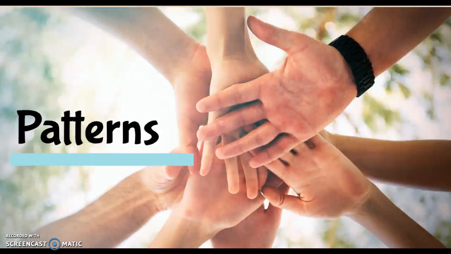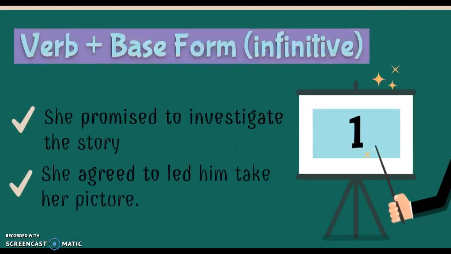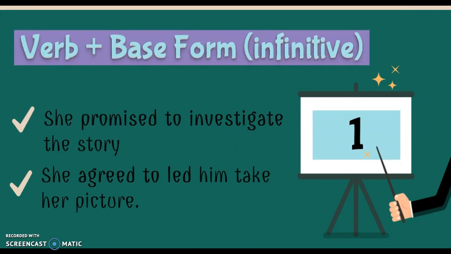Well, when we talk about reporting verbs, we have to keep in mind that they have several patterns that I'm going to explain. The first is verb plus base form or infinitive. For example, she promised to investigate the story. We have the first verb conjugated with the subject, but in past, and the second verb is in the base form.